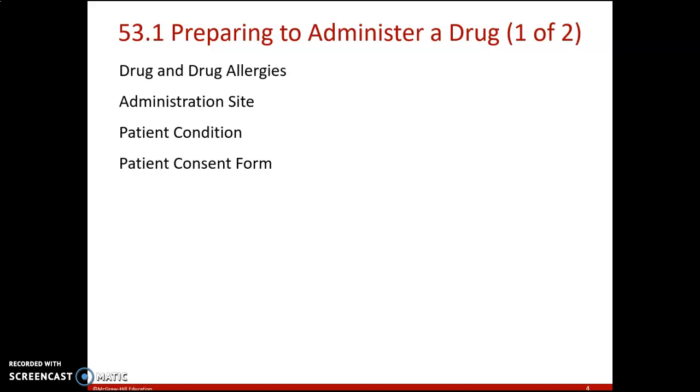Patient condition includes any reason that the patient might not be able to take the medication, such as if they are nauseous and they might not be able to swallow a pill or keep it down. And the patient consent form, usually you see this more in vaccines or drugs that are not truly approved that are on emergency use authorization, which we've seen in the past few years quite a bit. And otherwise, consent forms aren't always needed.